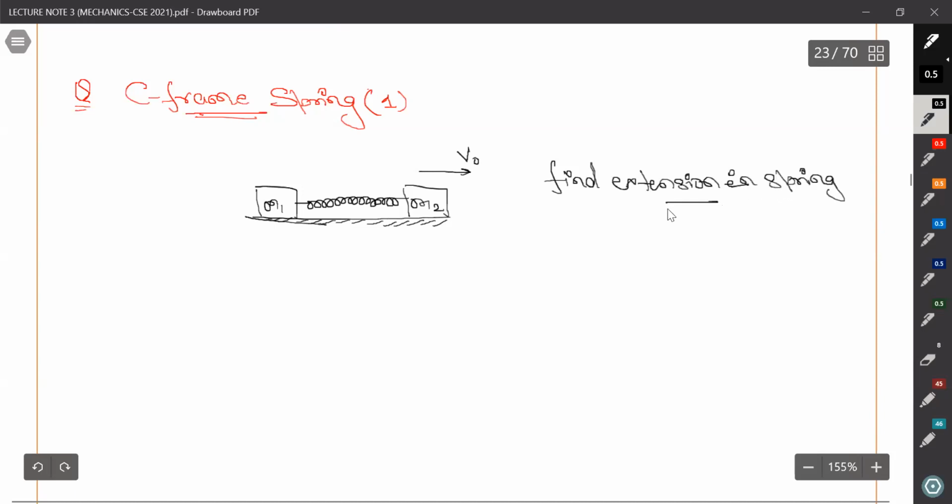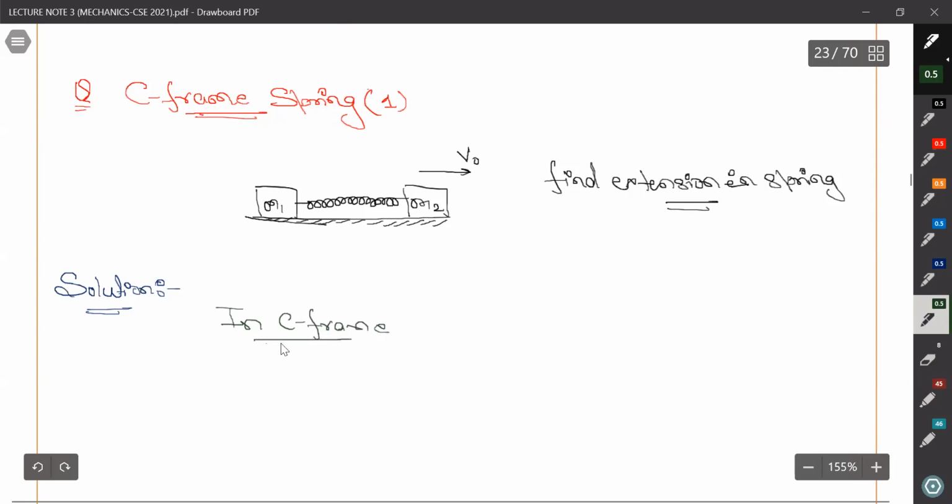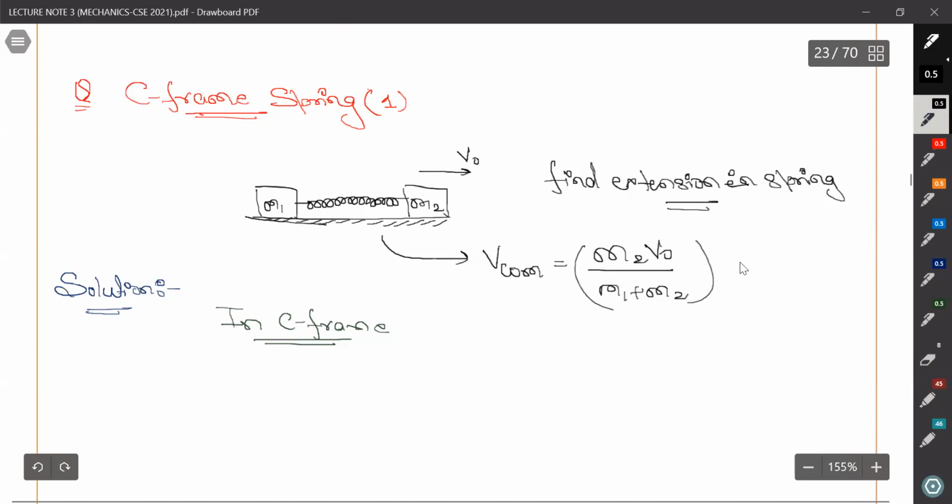Maybe you have done this in your lower classes from the ground frame of reference, but here we want to find it from the center of mass frame of reference. So in the C frame, what can we write? Also, you can find the velocity of the center of mass here. It will be m2 v0 upon m1 plus m2. This is the velocity of the center of mass in the lab frame. We know that.